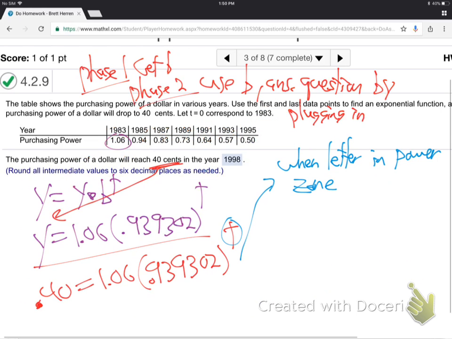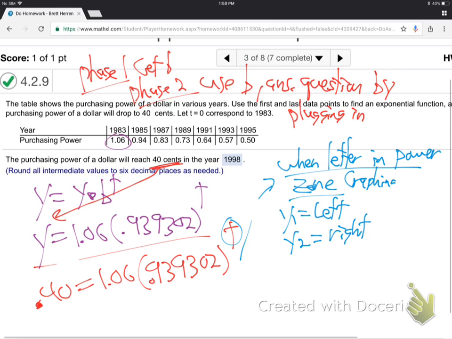But if you have a letter, what are you going to do, 1 over t? If you do that, it's going to be over here. What am I going to do with the 1 over t over there? It's going to totally mess me up. You can't do that with a letter. Well, when you have a letter in the power zone, y1 is left side, y2 is right side. I'm going to say graphing calculator. Use your graphing calculator. Now, you could do logs. That log thing I showed you is the advanced math way of doing it.